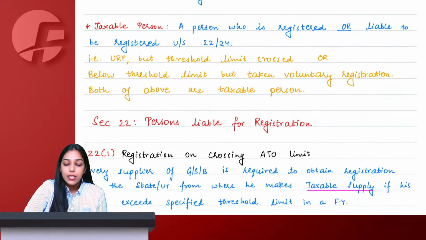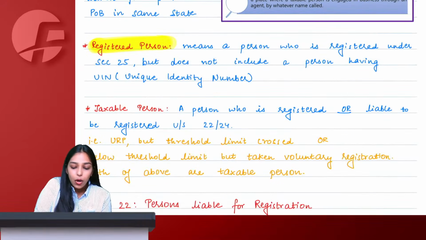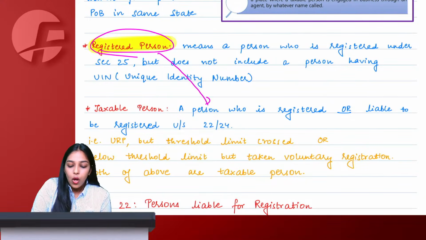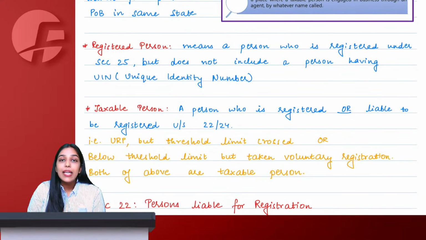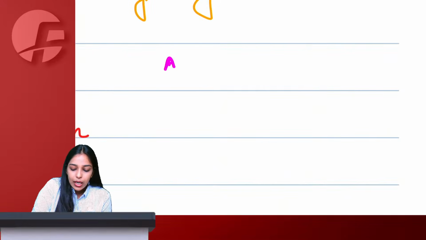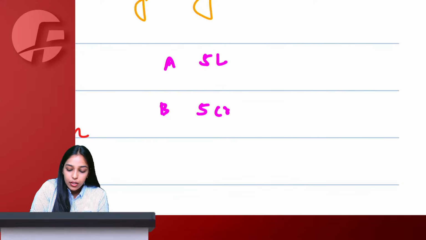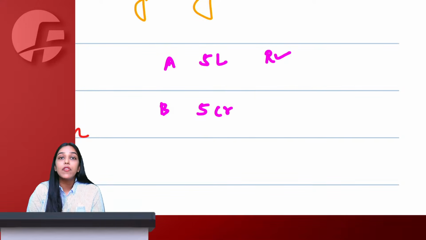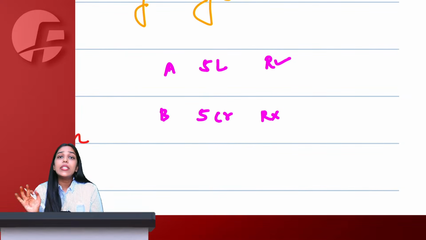But taxable person, see, all registered persons are automatically taxable persons, and plus a person who is liable but still has not taken registration is also a taxable person. We'll take two examples. Let's say Mr. A and Mr. B. Mr. A has an aggregate turnover of 5 lakh. Mr. B has an aggregate turnover of 5 crore. This person has taken voluntary registration under GST even though he was not liable. This person, in spite of being liable, has not taken registration. Then they are both taxable persons.